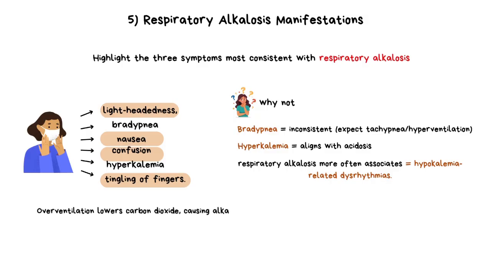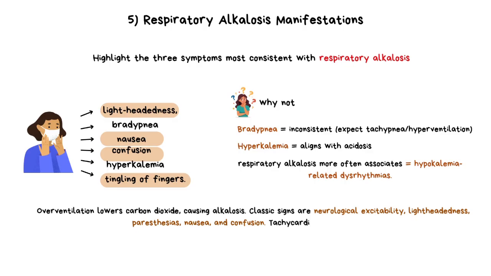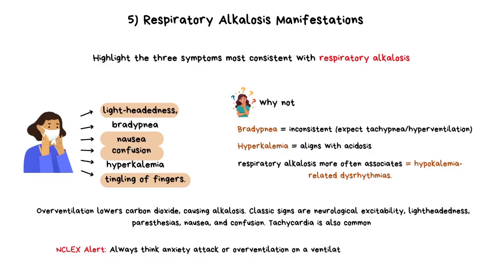Overventilation lowers carbon dioxide, causing alkalosis. Classic signs are neurological excitability, lightheadedness, paresthesias, nausea, and confusion. Tachycardia is also common. NCLEX alert. Always think anxiety attack or overventilation on a ventilator. Both can cause respiratory alkalosis and neurosymptoms.